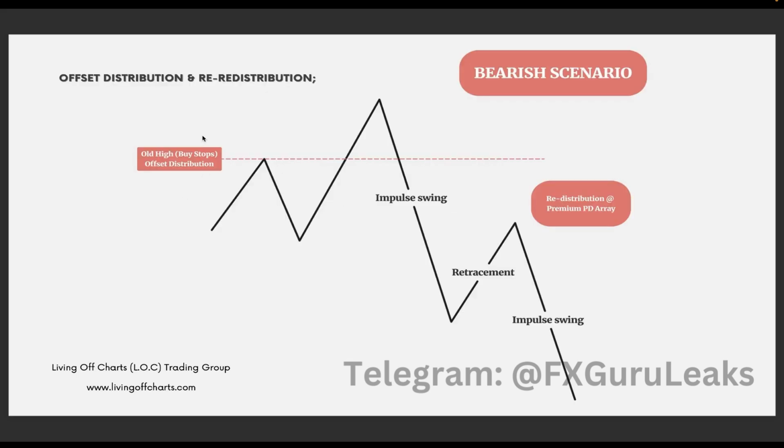Diagram here, old high, previous day high, previous week high, previous month high, or a separate price swing high. We accumulate the buy stops above that. A key higher time frame bearish PDRA above the buy stops increases probabilities. Impulse price swing, break in market structure. This impulse price swing confirms institutional sponsorship coming into the market. We wait for a retracement into a premium PDRA. This premium PDRA is redistribution. We want to do this top down to confirm we're on the correct side of the institutional order flow as mentioned before. And we look to ride the next impulse swing down.